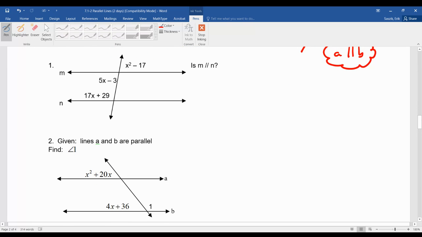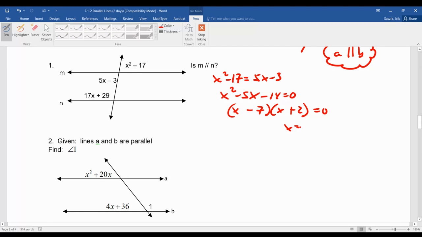Here's some algebraic stuff, okay? You're asked, is M parallel to N? But work with what you know. We know that these are vertical angles, right? So we know that x squared minus 17 equals 5x minus 3. We can do a little bit of solving. I'm going to set this equal to 0, moving things over. This is a nice, easy quadratic to factor. X minus 7, x plus 2.